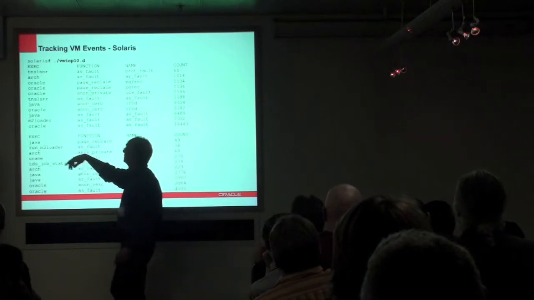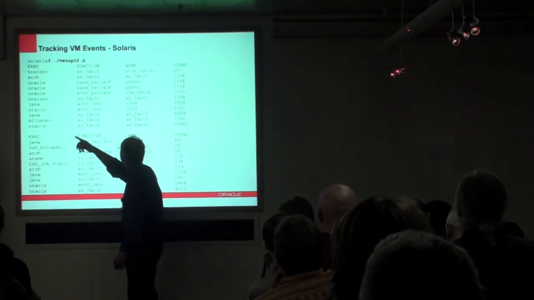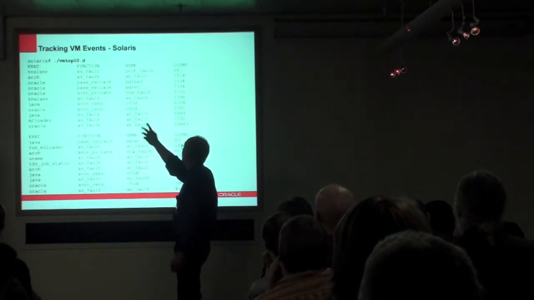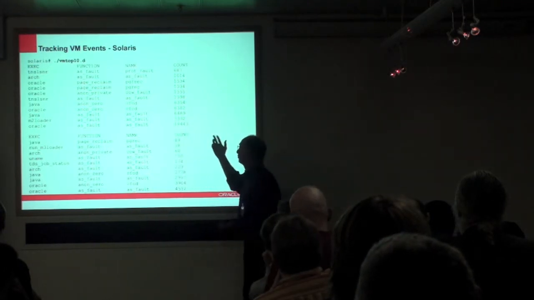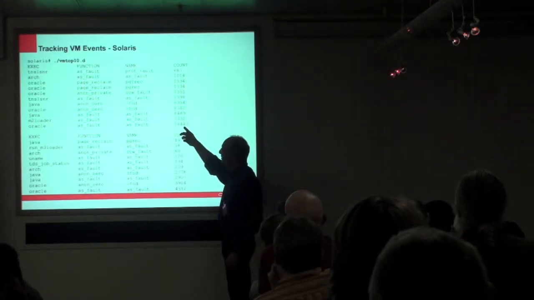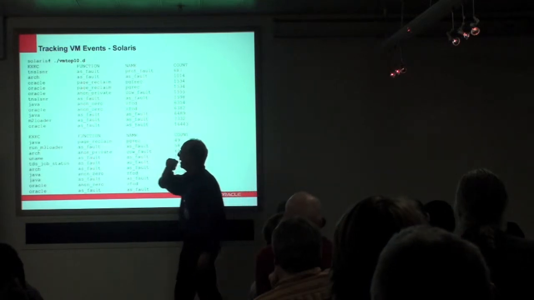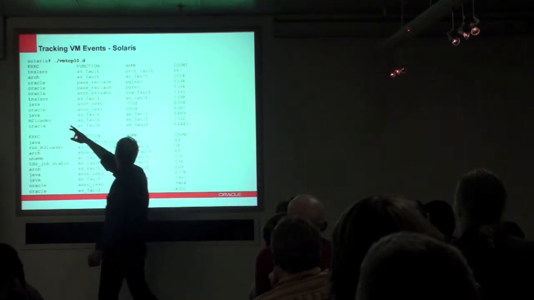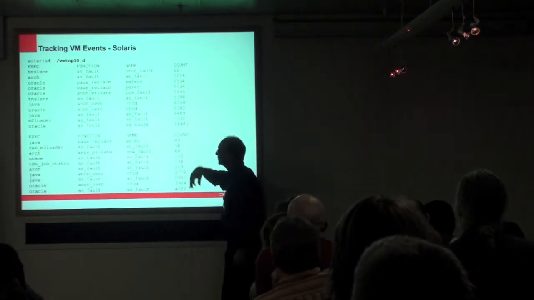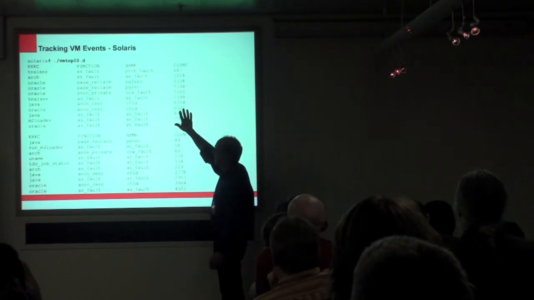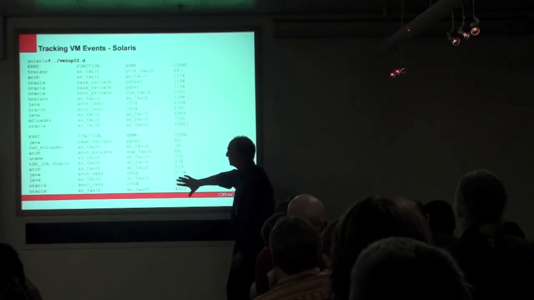So for example, I could see that I had a process called Oracle that generated a lot of address space faults. Big surprise, I'm running Oracle. That happened 16,000 times. I had a program called M2 Loader that did a lot, 7,000 times, and so on and so on. And then this output is coming out once a second.